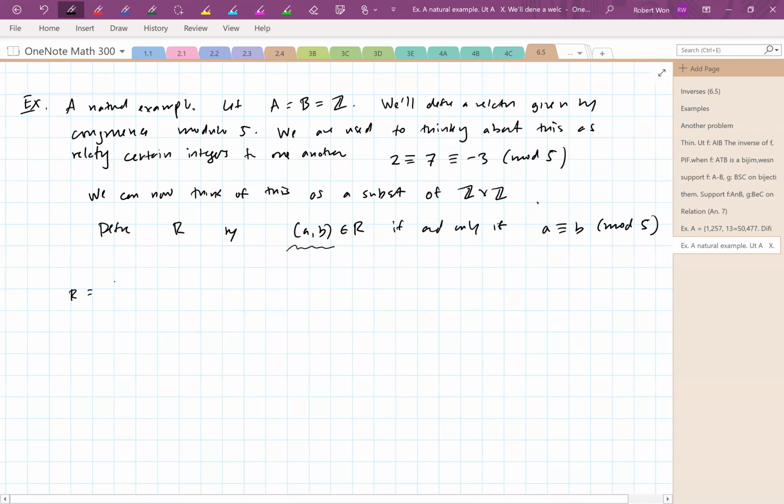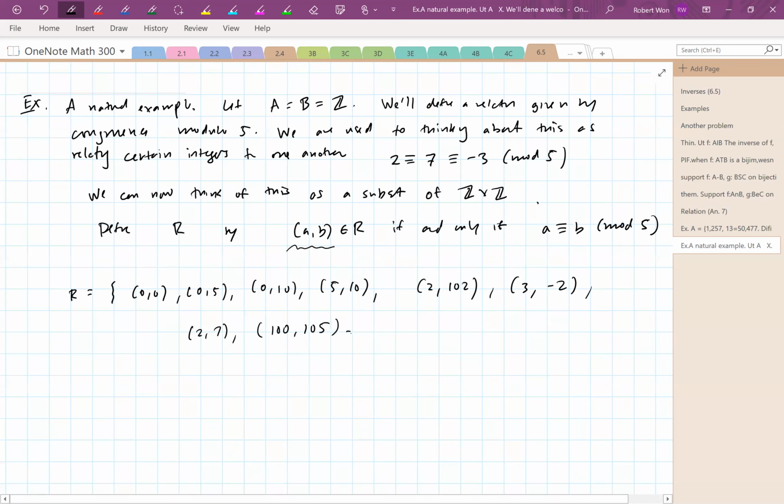Let's just list some things in R. R contains, for example, (0, 0), because 0 is congruent to 0 modulo 5. It also contains (0, 5), (0, 10), (5, 10). It contains (2, 102), those are equivalent modulo 5. (3, -2), those are related modulo 5. (2, 7). There's tons and tons of elements in here. It's some humongous subset of Z cross Z, where you've listed every single pair of elements that are congruent modulo 5. This is an example of a very natural relation. We're used to thinking of congruence modulo 5 as relating an integer to another integer. I can now think of it as a big subset of Z cross Z.